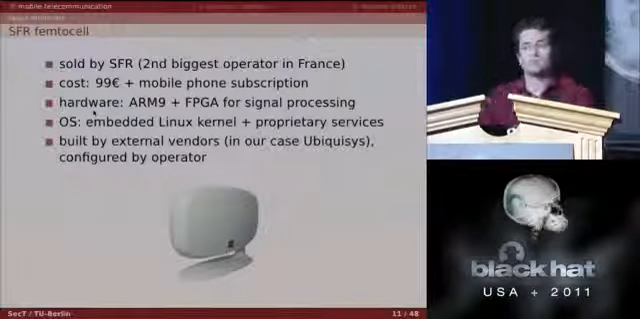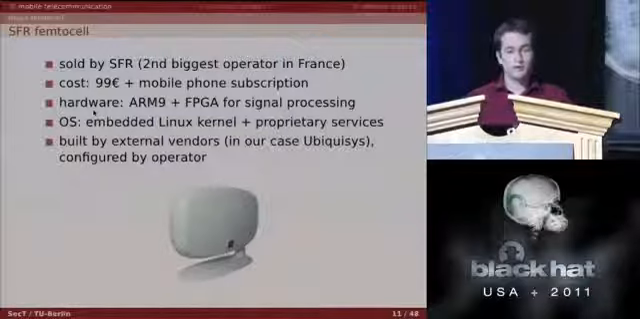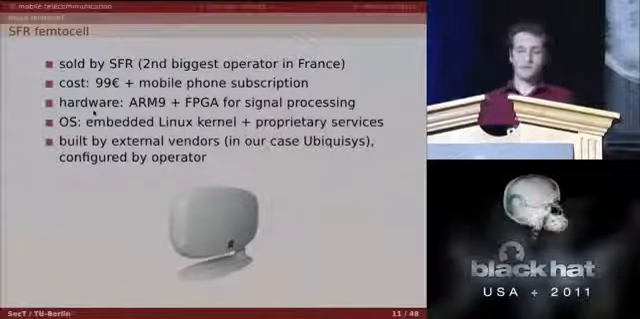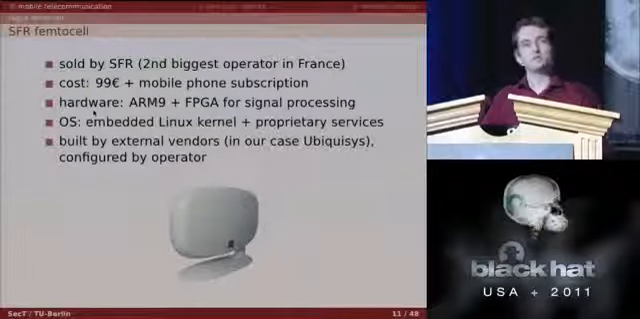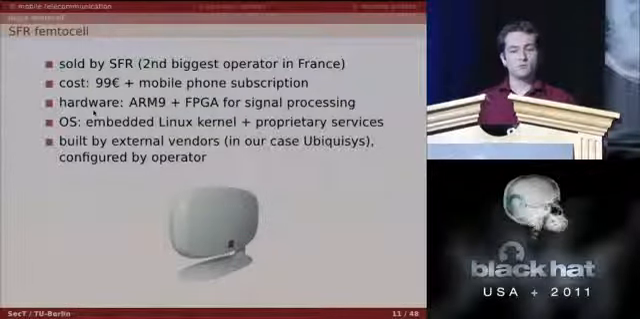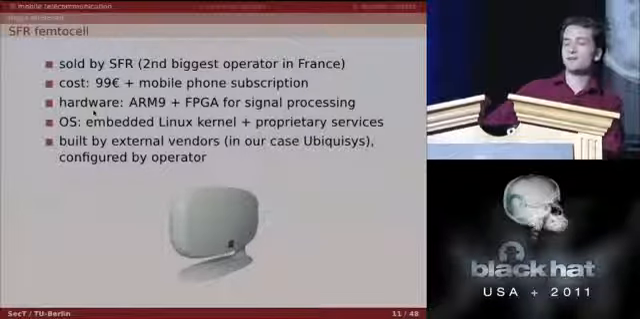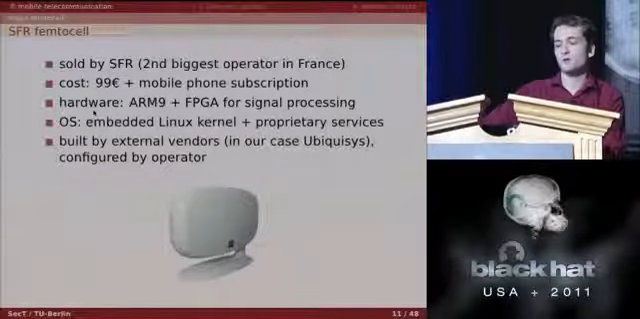First, we need a femtocell. We got the one from SFR. That's the second biggest operator in France. It doesn't cost a lot. First, you need a mobile phone subscription, a classical mobile phone subscription, and then you pay 100 euros more to get this small device you can install at home. You just request it from the operator.